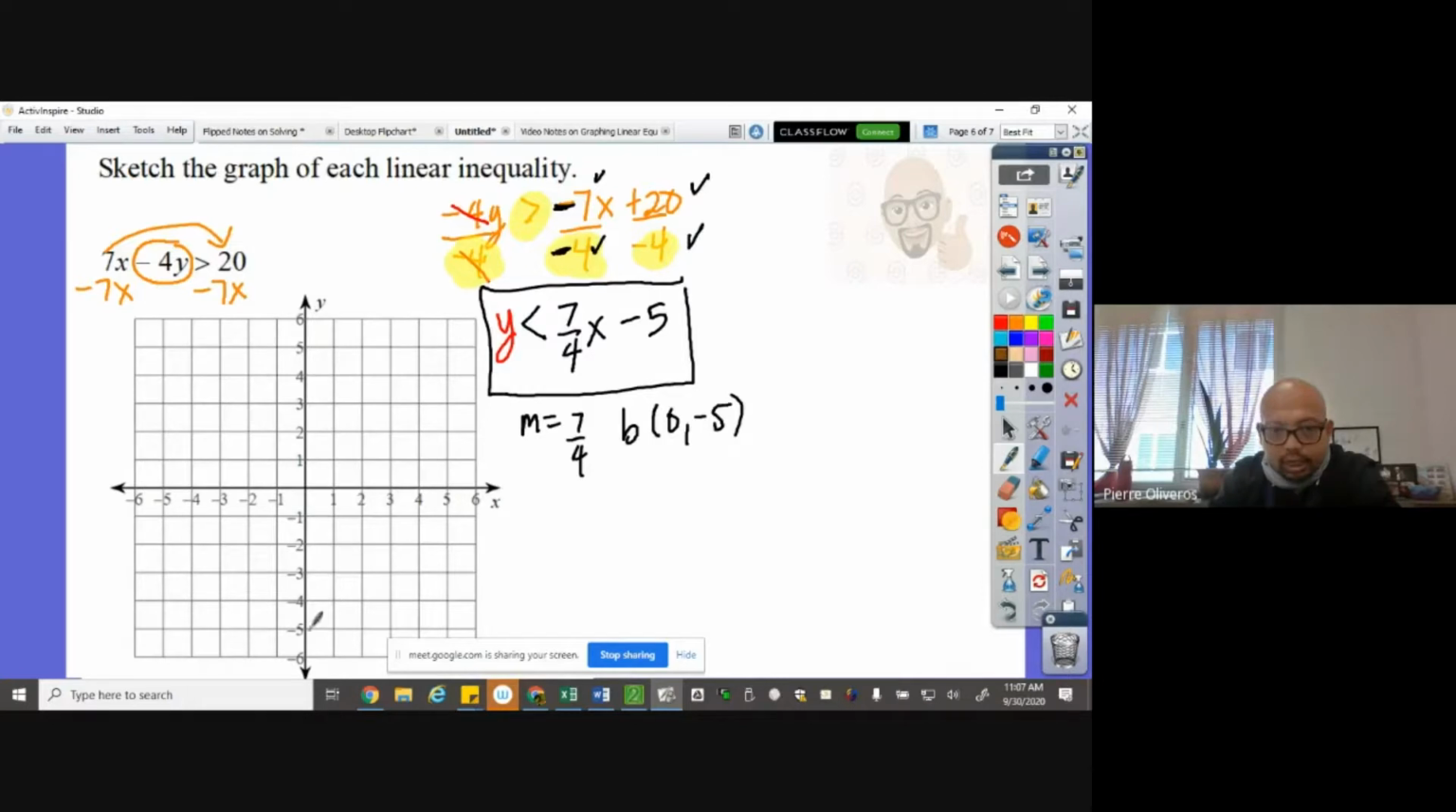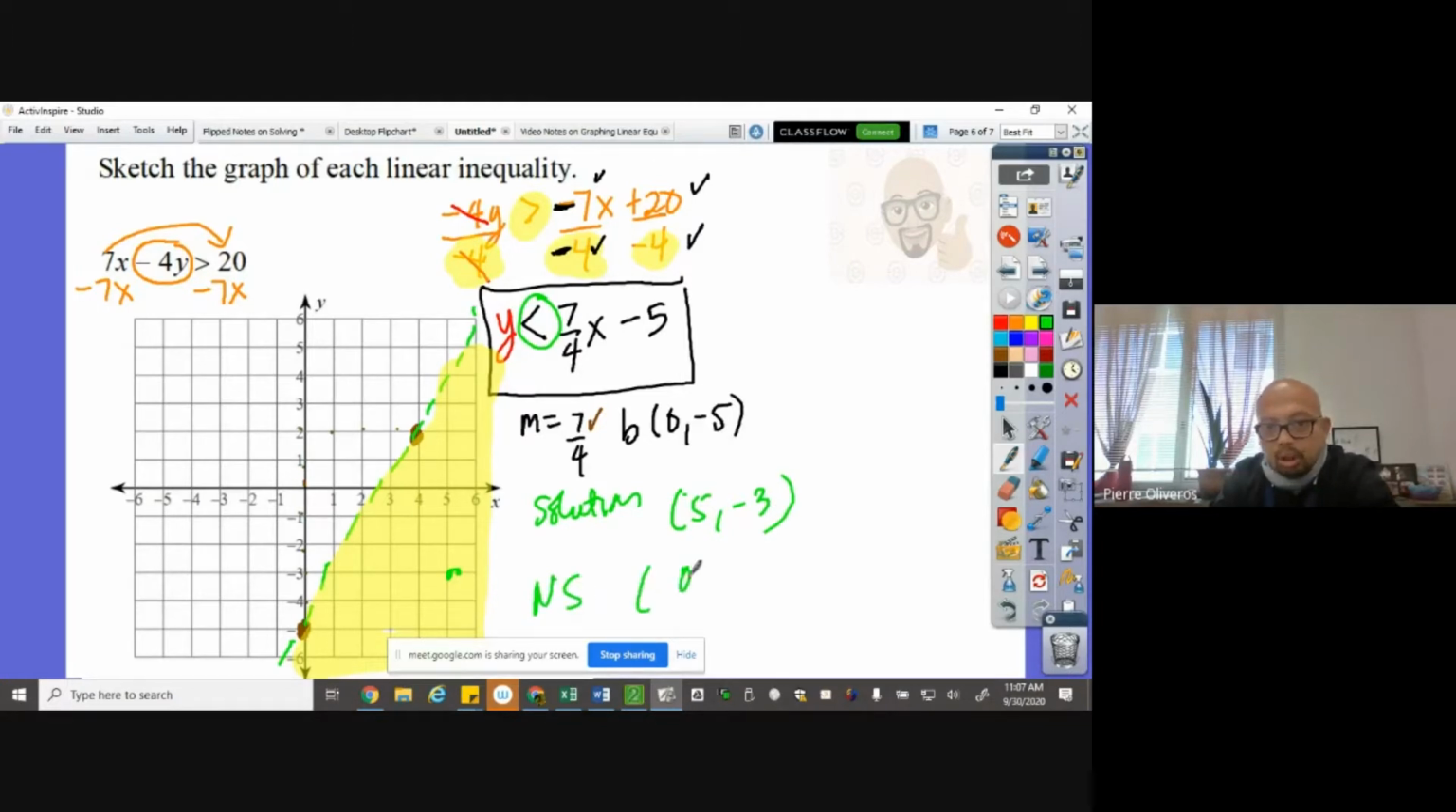So therefore, I start at -5 here. And then 7, it means you have to go up by 7. 1, 2, 3, 4, 5, 6, 7, and 4. 1, 2, 3, 4. And I will connect them with a dotted line because it's only less than, there's no equal sign. And I'm going to shade below. The below portion of the graph is right here. Okay. And a solution here would be this point here, 5, -3. And a not solution will be the origin, 0, 0.